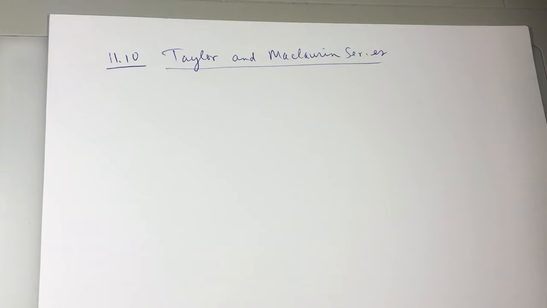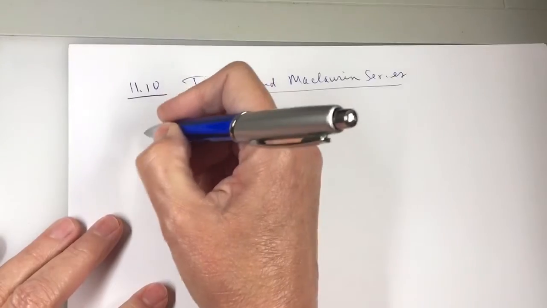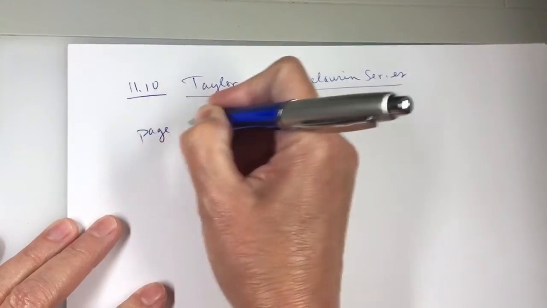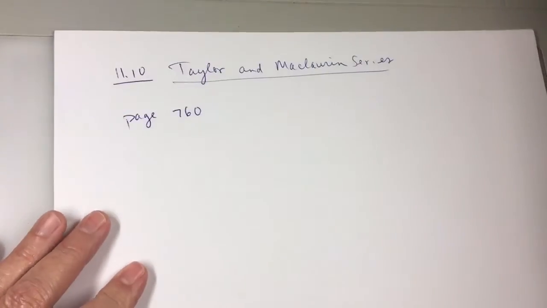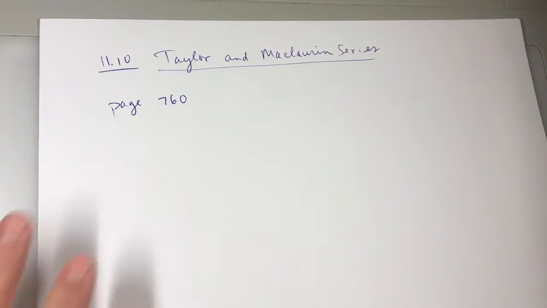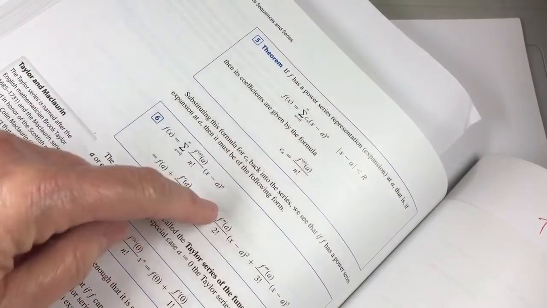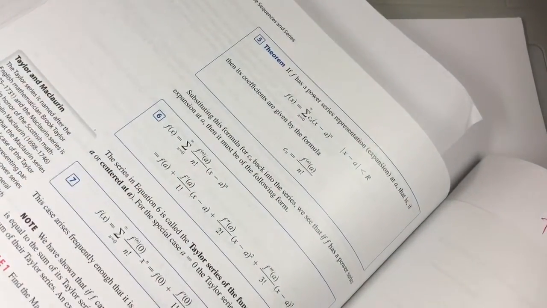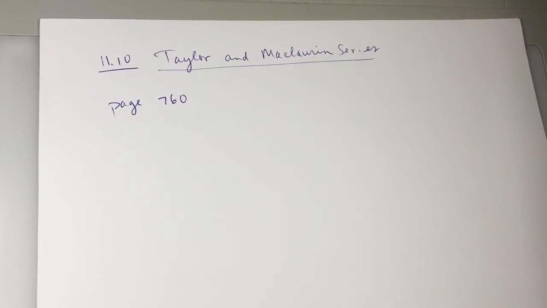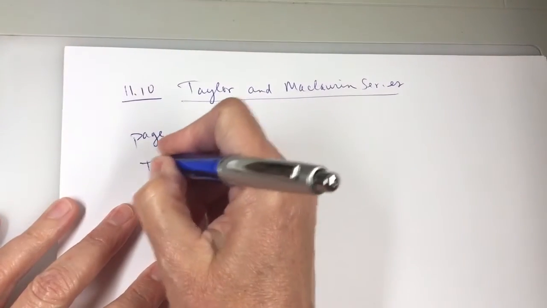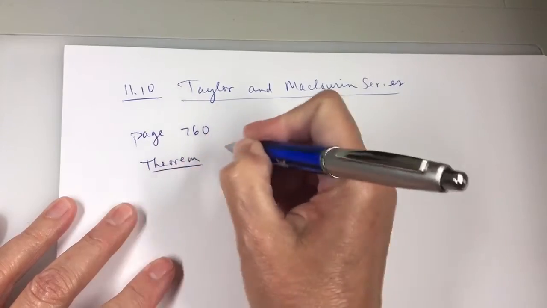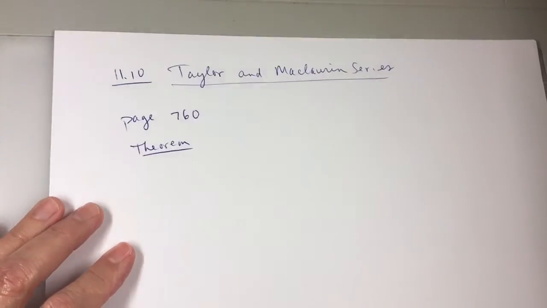So here's a theorem that's in your book on page 760. They continue it to the next box. It's sideways, but I'm about to write all those things for you in the notes. So theorem, this is box 5 in your book.